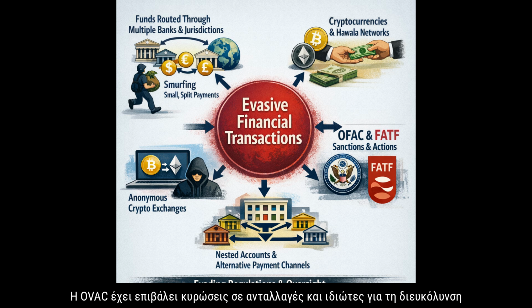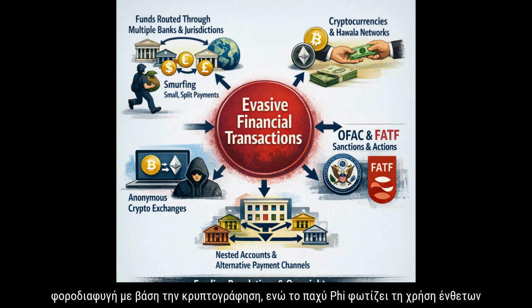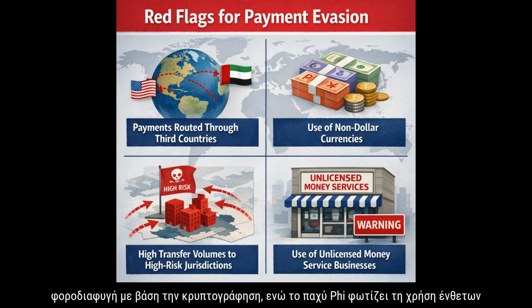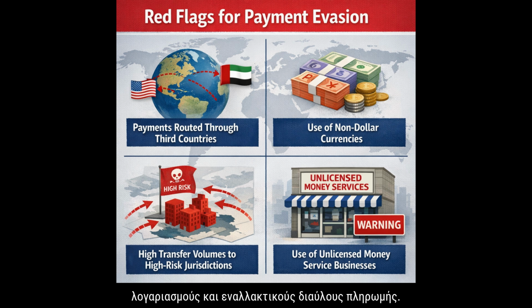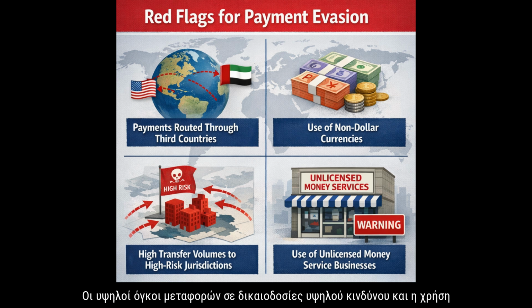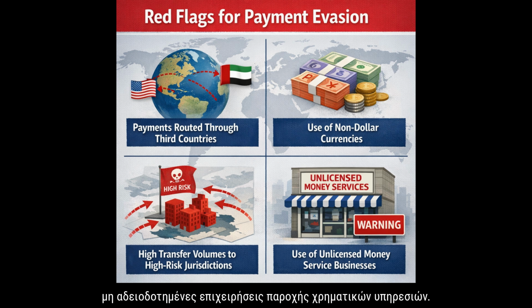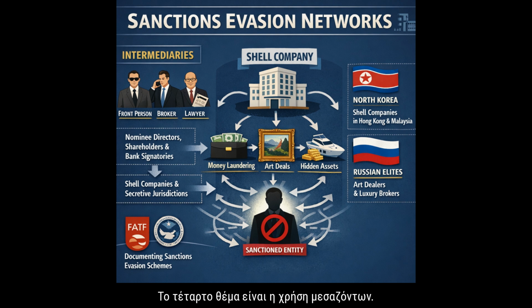OFAC has sanctioned exchanges and individuals for facilitating crypto-based evasion, while FATF highlights the use of nested accounts and alternative payment channels. What about red flags? Payments routed through third countries, use of non-dollar currencies, high transfer volumes to high-risk jurisdictions, and use of unlicensed money service businesses. The fourth topic is the use of intermediaries.